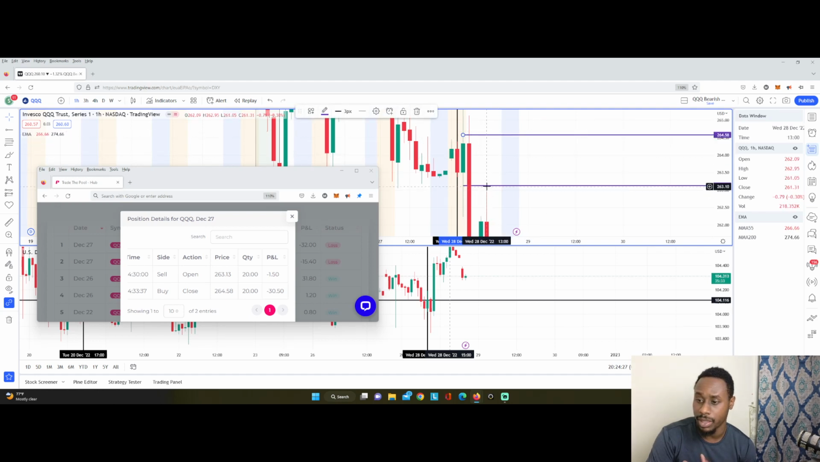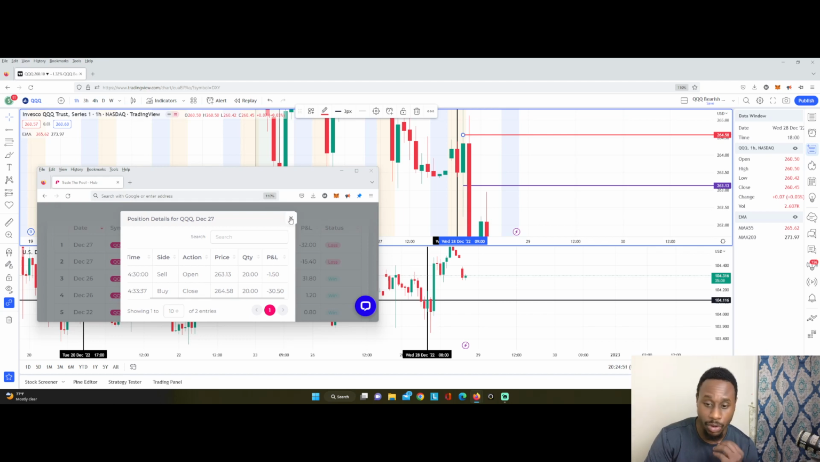So this is where I entered to the sell side. And then this is where the market hit me out at my stop loss for a loss of 30.50. And that was just basically this red push down. You have a big move up on the QQQ, and that would have hit me out at my stop loss here.